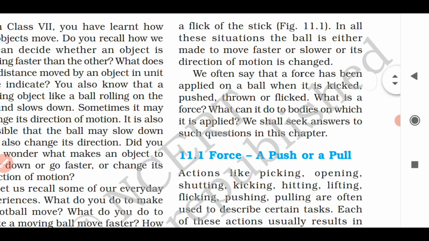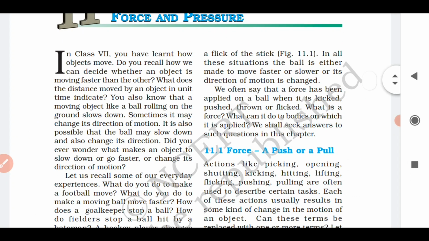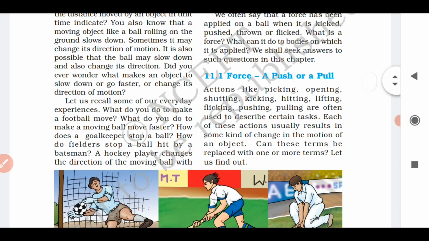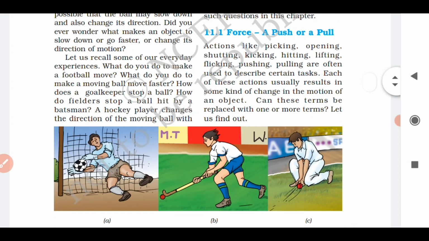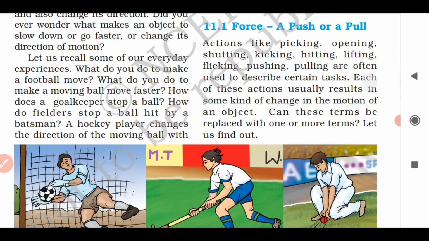Understood? So this is the introductory part of the chapter, that is force and pressure. We are going to study a lot of things. So let's begin with the first topic of the chapter, that is force, a push or a pull. Actions like picking, opening, shutting, kicking, hitting, lifting, flicking, pushing, pulling are often used to describe certain tasks. Each of these actions usually results in some kind of change in the motion of an object.